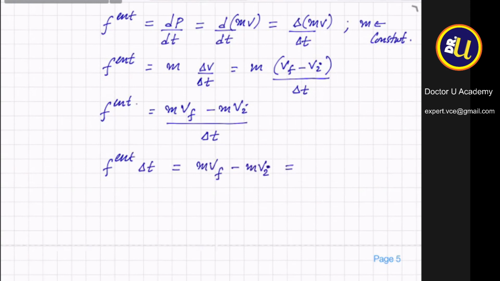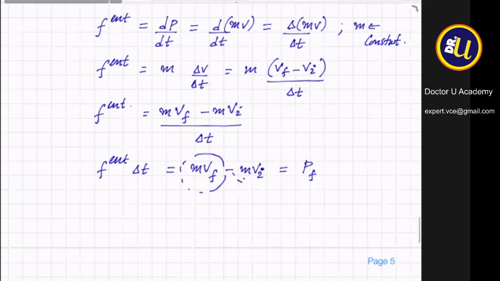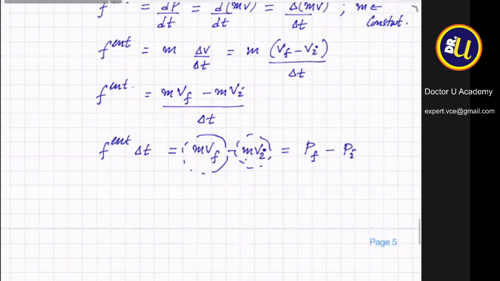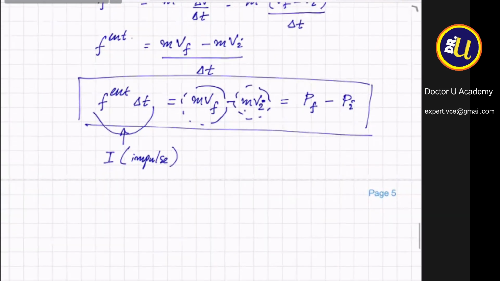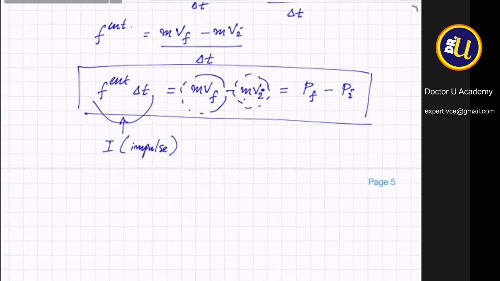So this is nothing but mvf, so this bit is nothing but momentum, final momentum. This bit is nothing but initial momentum. So this is what is important. Now in physics, net external force times delta t is called impulse I. Okay, so obviously this delta t is a very small value, so it is called impulse. So in other words, impulse is nothing but change of momentum. Okay, change of momentum.